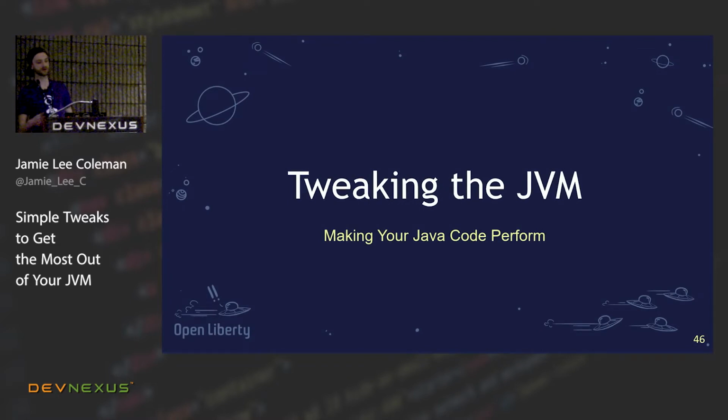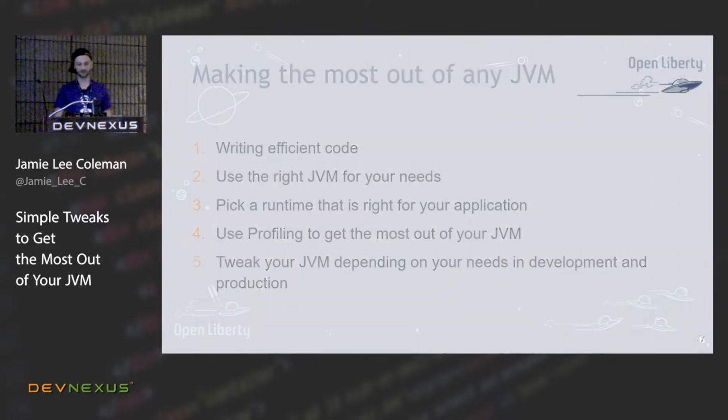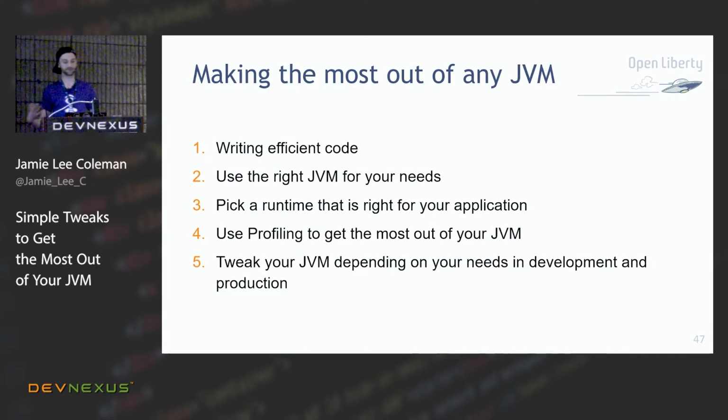So kind of moving on to what this talk is about, tweaking the JVM, things we can do as developers to improve our code, to improve the performance of our code, to make it more robust, to save some energy and save some money on the cloud. So the main things to get the most out of your JVM, first of all, as developers, write efficient code. Second of all, pick the right JVM for your needs, like I mentioned. Third of all, pick the right runtime.